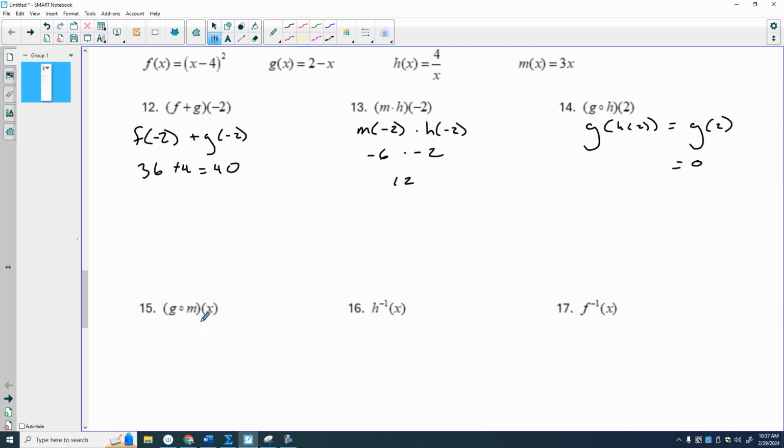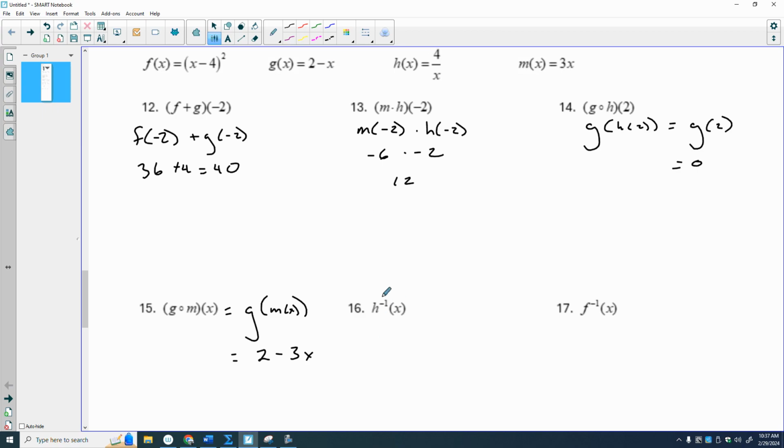15, g composed with m gives me g of m of x. Take the m and substitute it into the g. So this becomes 2 minus 3x. 3x goes in for the x.